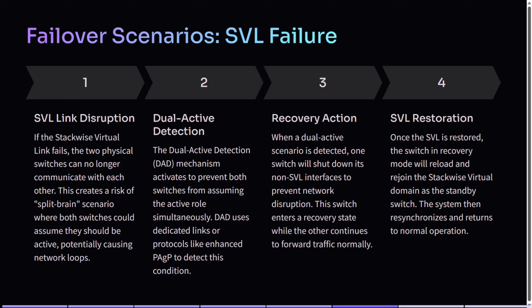2. Dual active detection. The dual active detection, DAD, mechanism activates to prevent both switches from assuming the active role simultaneously. DAD uses dedicated links or protocols like enhanced PAgP to detect this condition. 3. Recovery action. When a dual active scenario is detected, one switch will shut down its non-SVL interfaces to prevent network disruption. This switch enters a recovery state while the other continues to forward traffic normally.